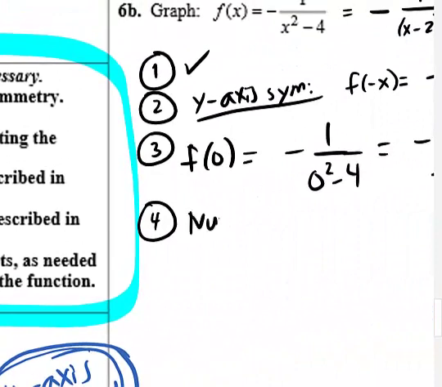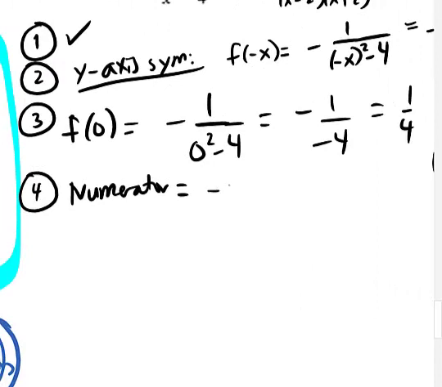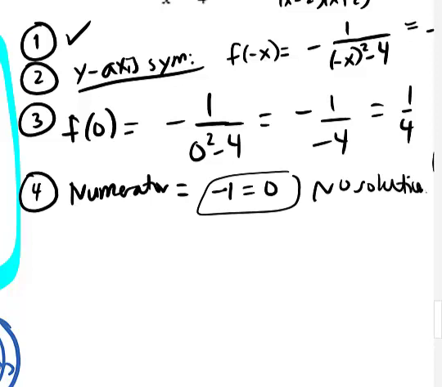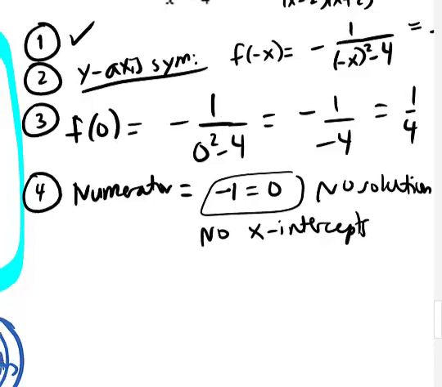The numerator is just -1 in this case. So if I try to set that equal to 0 and solve, this has no solution because there's not even an x to solve for, so there must be no x-intercepts. Alright, I feel like that was a waste of time, huh?